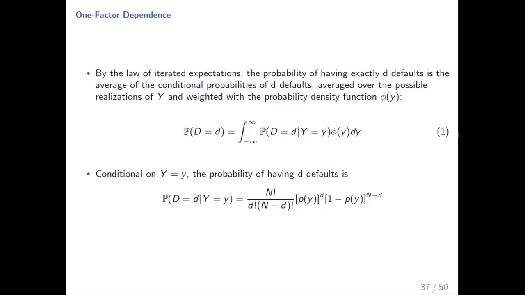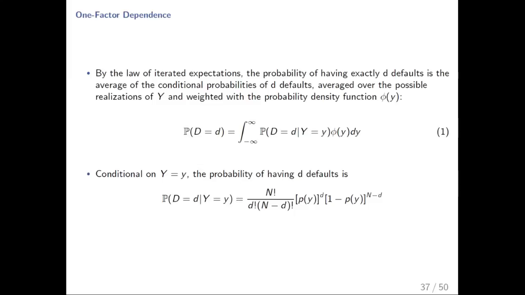Okay, so this looks a lot like the mixed binomial model, but it just has somewhat more of an economic intuition. What's the probability of observing D defaults? We can invoke the law of iterated expectations, or conditional expectations. The probability of observing exactly D defaults is going to be the following.